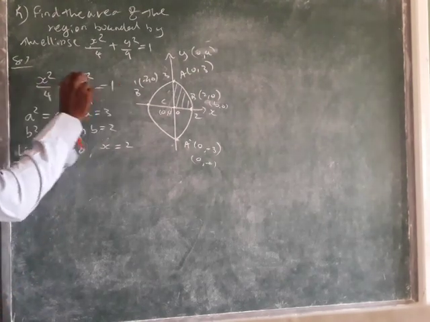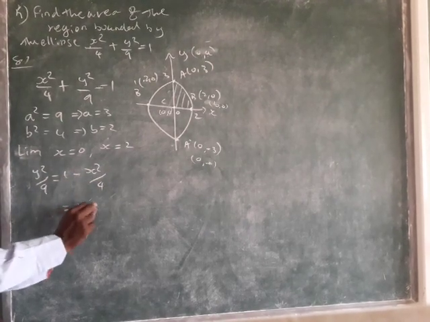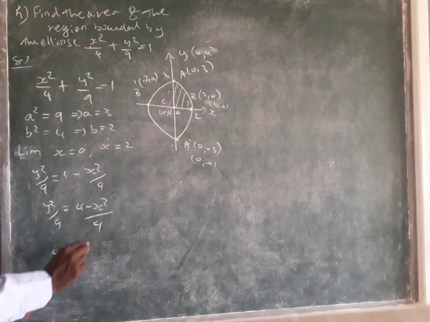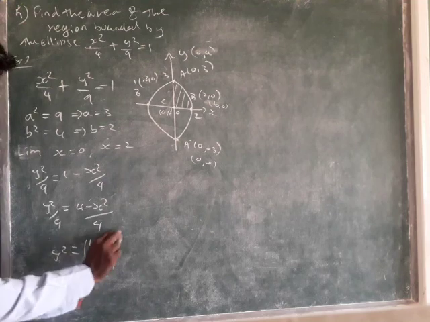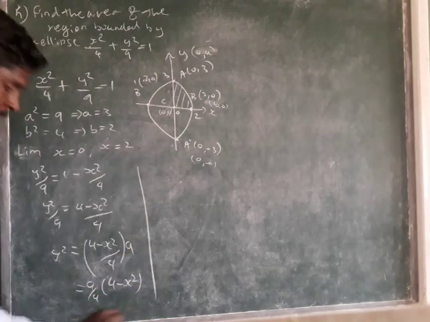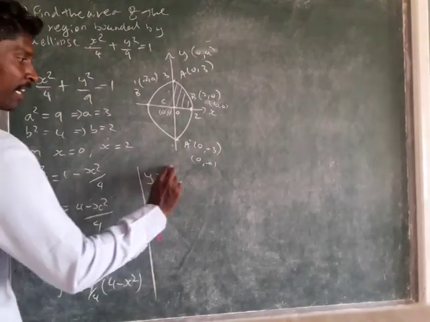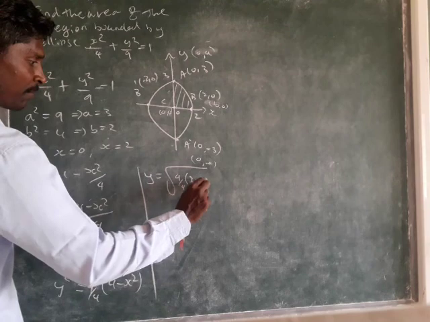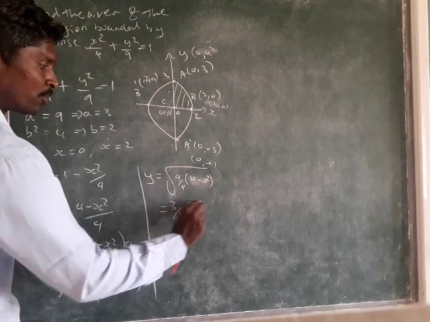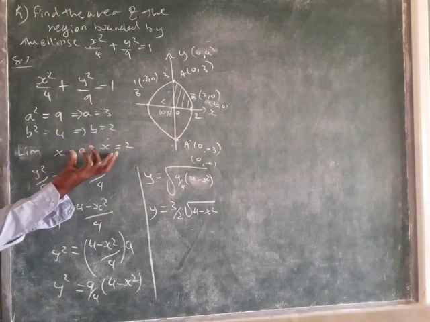From the equation, y squared by 9 equals 1 minus x squared by 4. Cross multiply: y squared by 9 equals (4 minus x squared) by 4. Then y squared equals 9 by 4 times (4 minus x squared). Taking the square root, 9 by 4 comes outside as 3 by 2, so y equals 3 by 2 square root of 4 minus x squared. So the limit is in x, the function is in y.